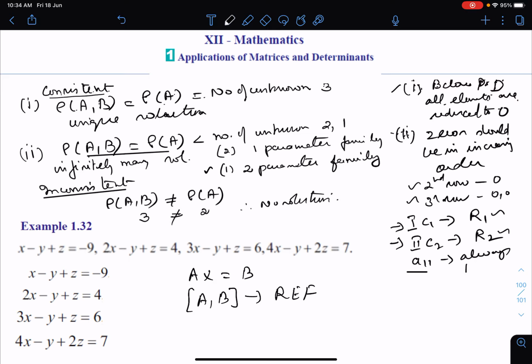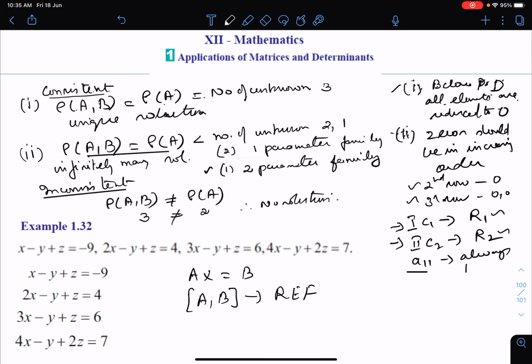One more thing: when you reduce the zeros for column 1 you take the help of row 1, and in column 2 you take the help of row 2. Always the first element A11 of the matrix should be 1. If there is a 1 in some other row, you can interchange the rows. Otherwise, if there is no 1 at all, no need to bother. You can proceed with the given numbers itself.